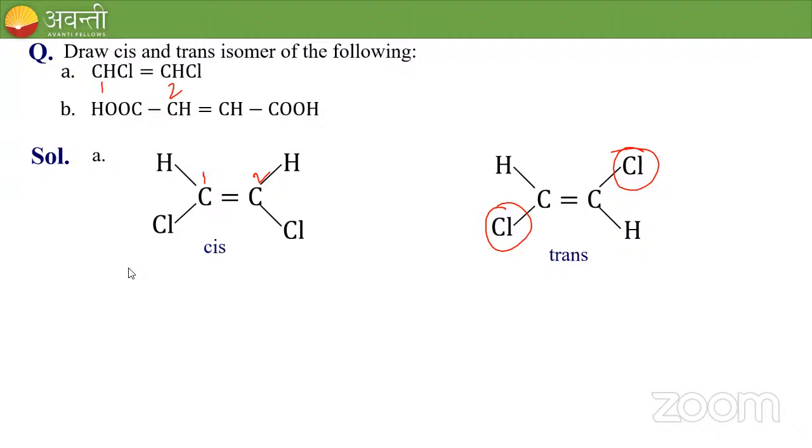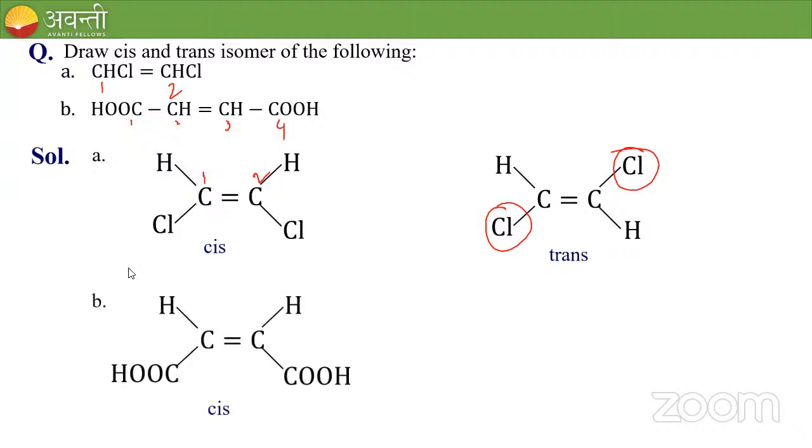Similarly in the second compound also. This is carbon 1, carbon 2, carbon 3 and carbon 4. So draw the double bonded carbons, and if two COOH groups are on the same side, it is cis. If they are opposite, it is trans. So what is a very important condition to be followed? The four groups attached to the carbon-carbon double bond should be different. At least two among them should be different, which is the very important condition you should follow while drawing the cis and trans isomer. So this is all about geometrical isomerism.